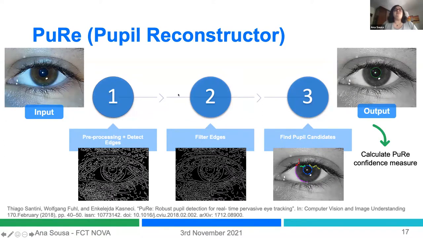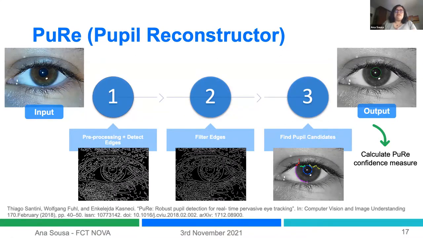It's open source, and I'm just trying to explain it really, really at a high level. We have an input image. First, they do a pre-processing and detect the edges, and then they filter those edges to make them thinner and more able to find pupil candidates. They do it through some calculus, and they find what they think could be the pupil edge. And then they select the best one according to some criteria, such as its roundness and the contrast between the iris, so the inner side and the outer side of that edge. And then they get to the final result.